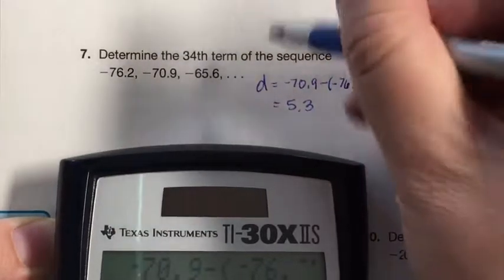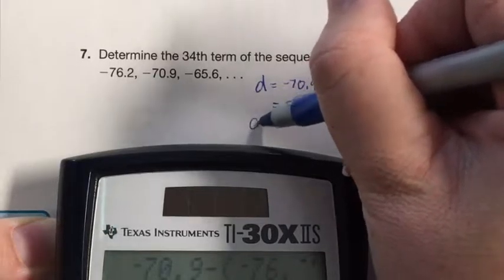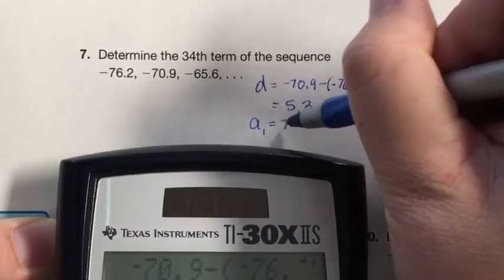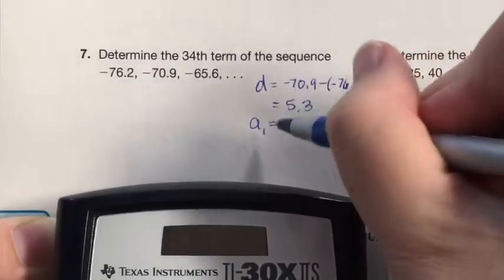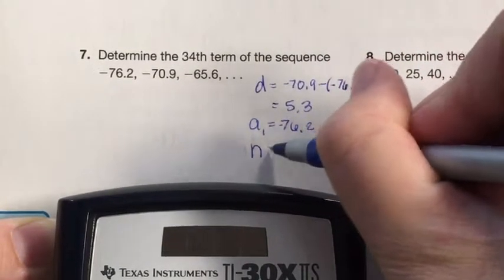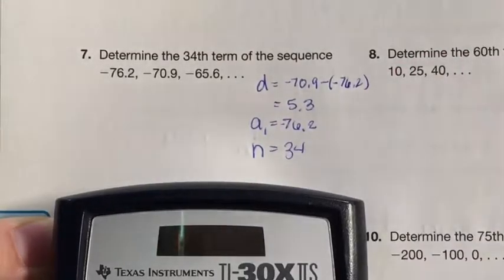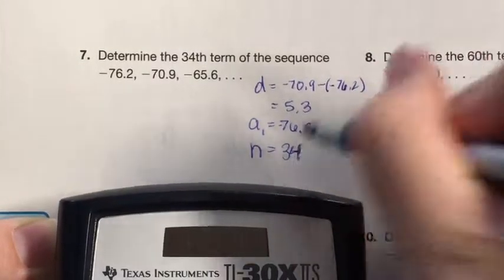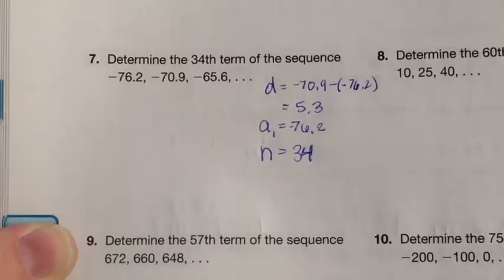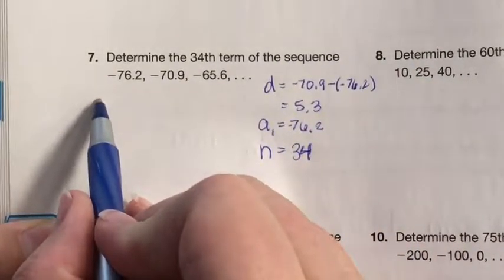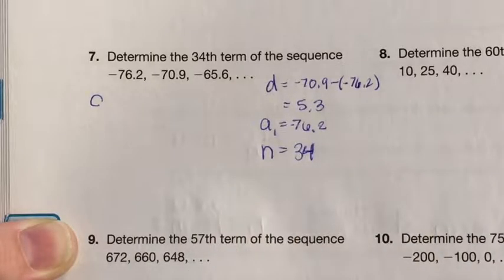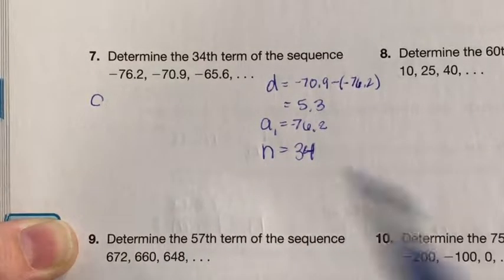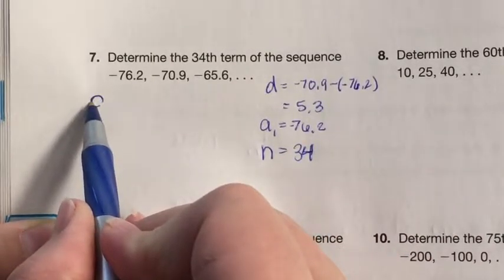So d is 5.3. And then I know that my first term is negative 76.2, and that the n is 34, because I want to find the 34th one. And now we just plug those in. Isn't it -1? Well, we haven't plugged any numbers in yet. Just the plain n is still 34. In the formula, you will put the minus 1 in there.